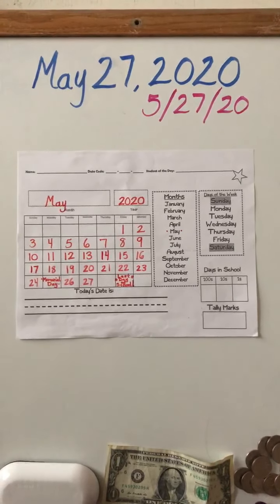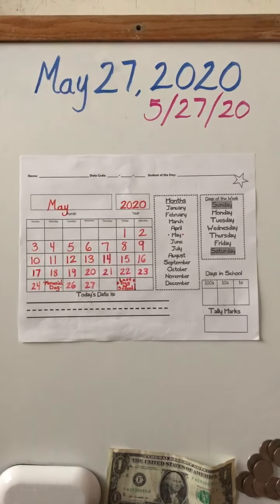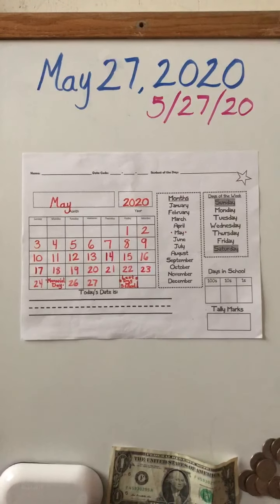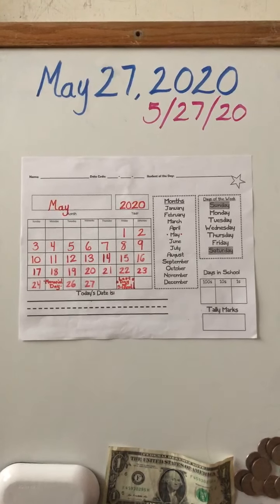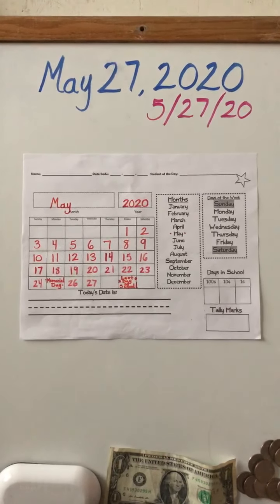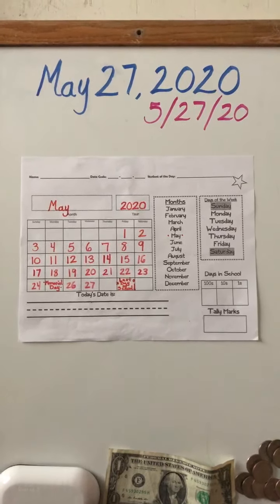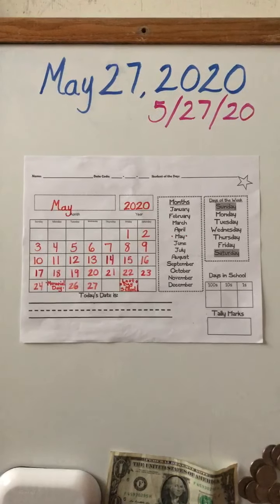Today's date is Wednesday, May 27th, 2020, and this will be your last math lesson of your first grade year. Before we get to our lesson, let's look at our calendar, guys.